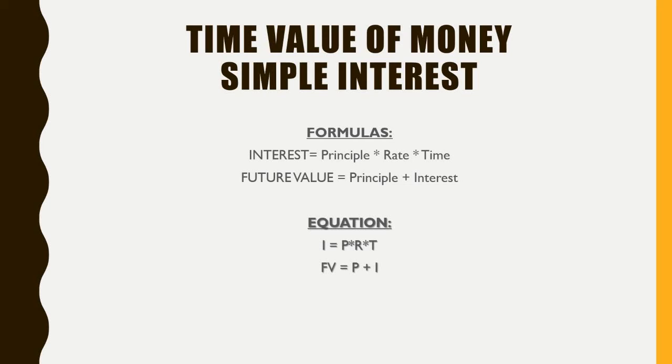A student of mine created a mnemonic device. You think of simple interest as pretty, right? PRTI, pretty. So it's going to be obviously your principal times your rate times your time to equal the interest. All right. And to solve for the future value from there is going to be your principal plus your interest.